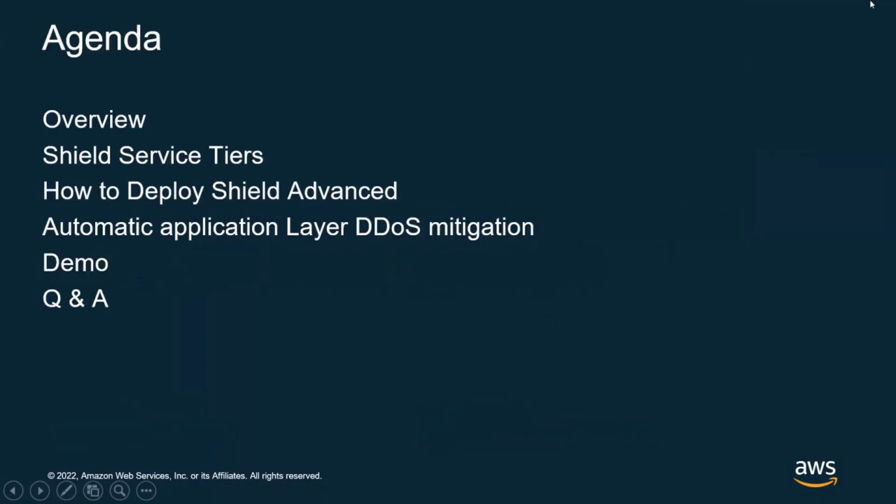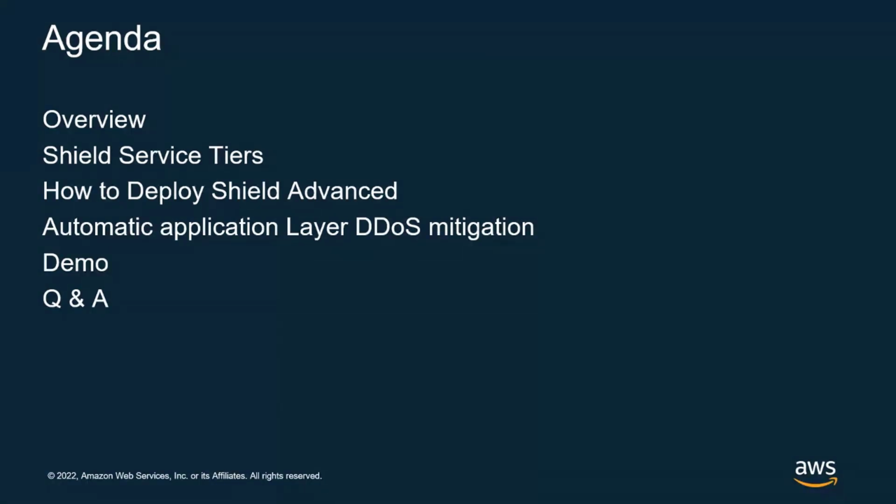So for the agenda, we're just going to do a quick overview and talk about, at a high level, what we're seeing and why Shield Advanced. We'll then jump into some detail on the Shield service tiers. We get a lot of questions in regards to the difference between Shield Standard and Shield Advanced, so we'll cover that. Then we'll transition into the details of deploying Shield Advanced.